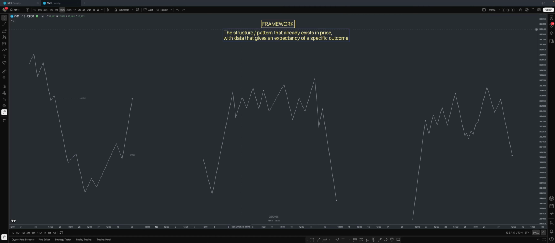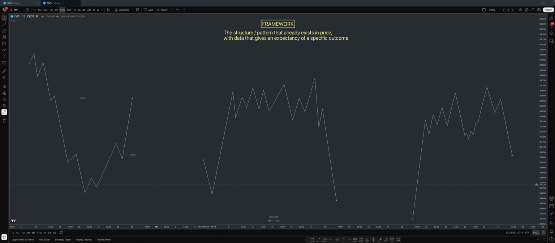So this is always the first step in coming up with a trade idea for me, is coming up with a framework. This ensures that I'm not form fitting price to what my bias is. So if in this scenario I said, okay, I'm bearish on the day, then I look at the price and think, okay, maybe it's a pullback into this fair value gap to go lower.